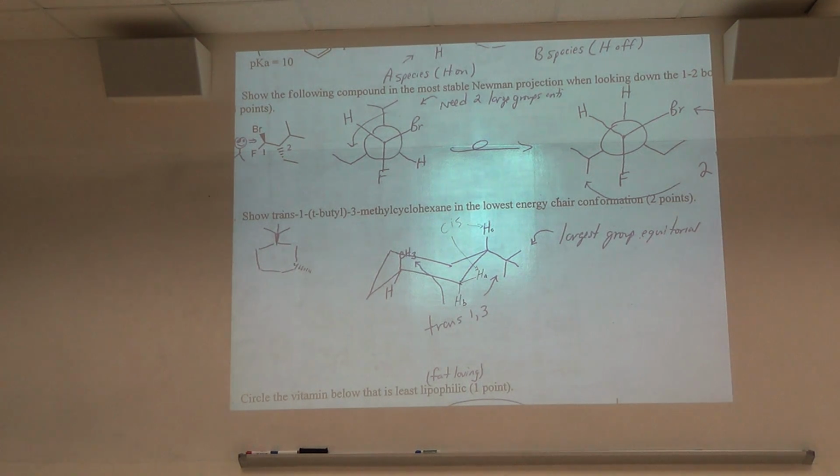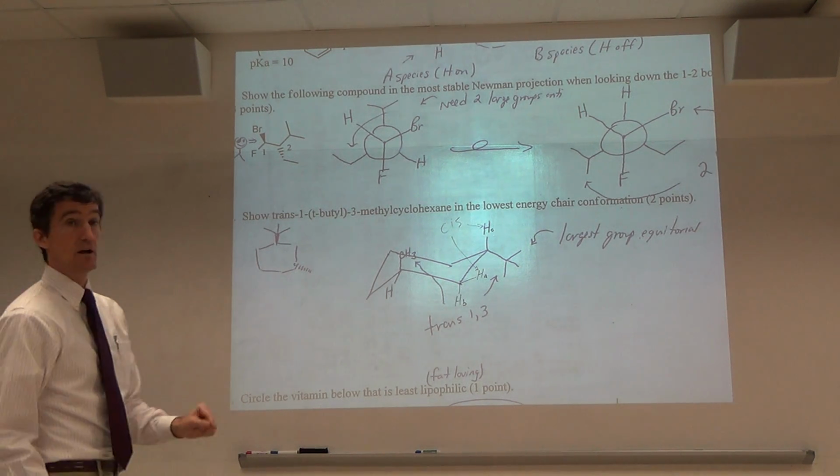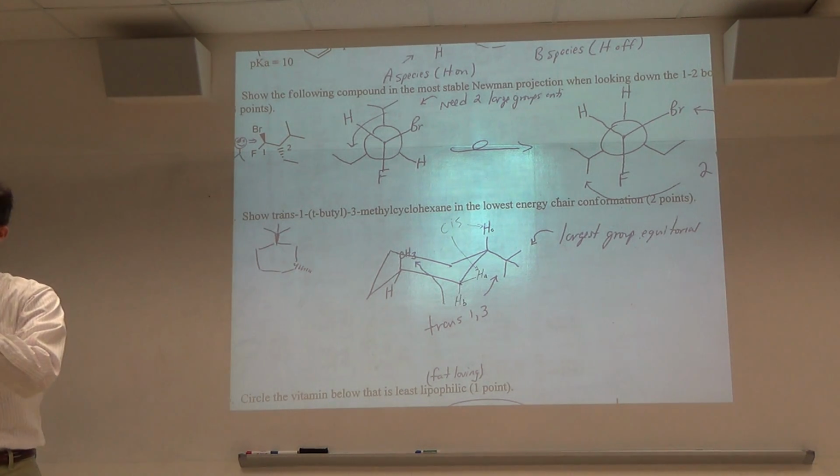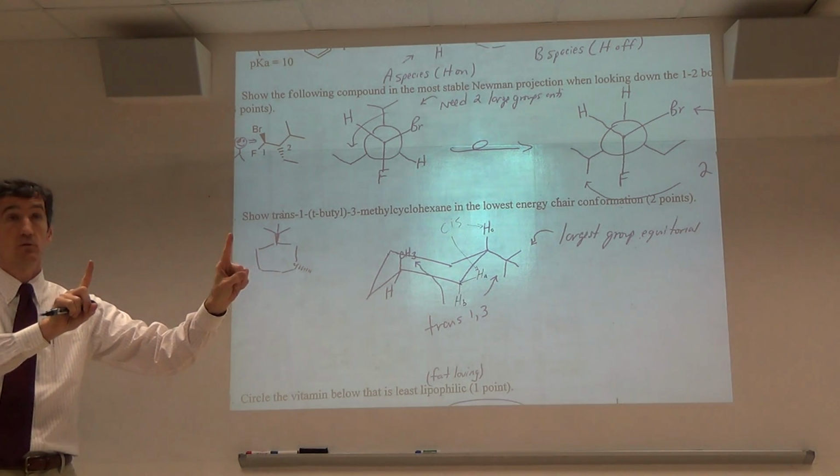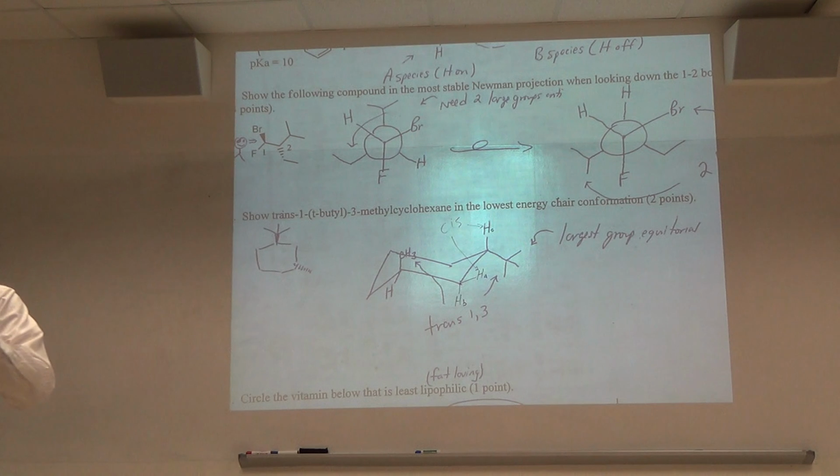Please don't fall into the trap, well, this is axial, that's axial, so they're cis. No. Two things that are axial can be cis if they're maybe 1,2 or 1,3. But two things that are axial can be trans if they're 1,3 or 1,4. It has nothing to do with if they're both axial or both trans. It has to do with up or down compared to the other thing.